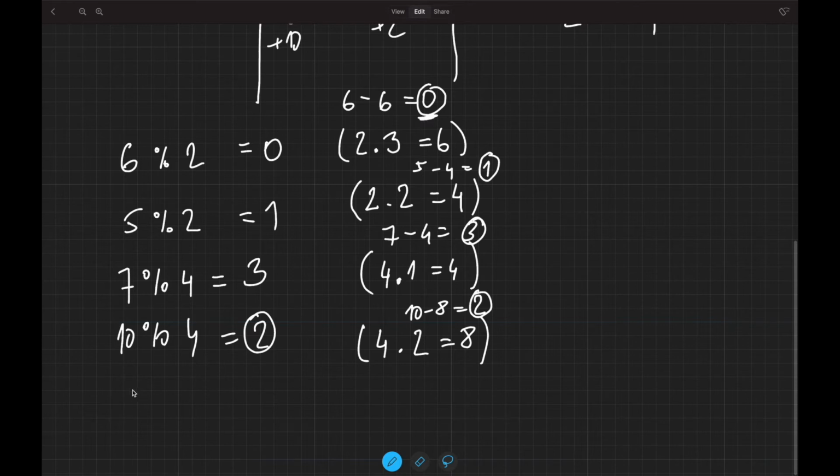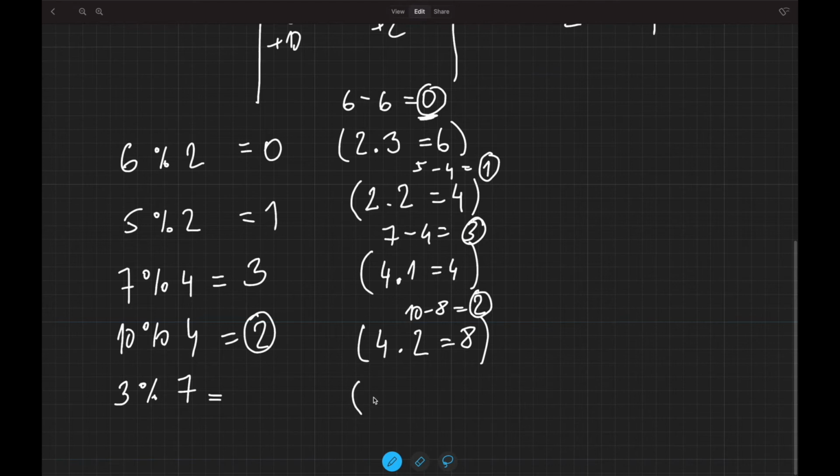All right, let's see some other examples. We'll start with the second number being larger. So let's say 3 modulo 7. How many times can I fit the number 7 into the number 3? There is no way I could fit it there. So I can fit it 0 times.